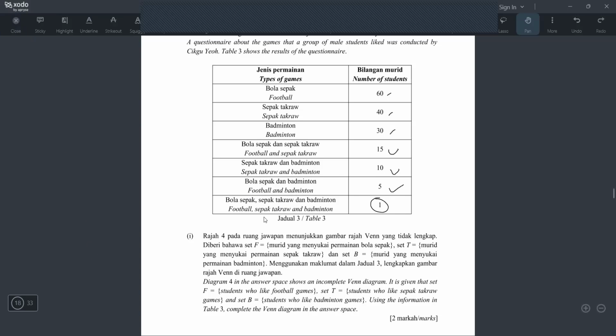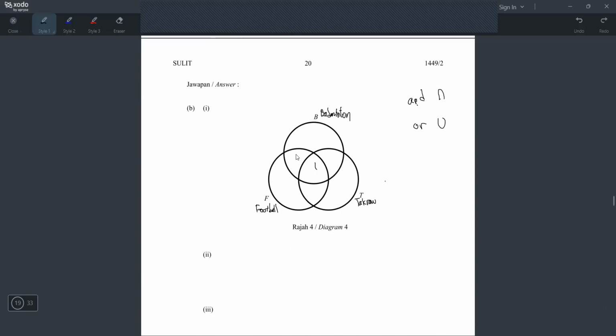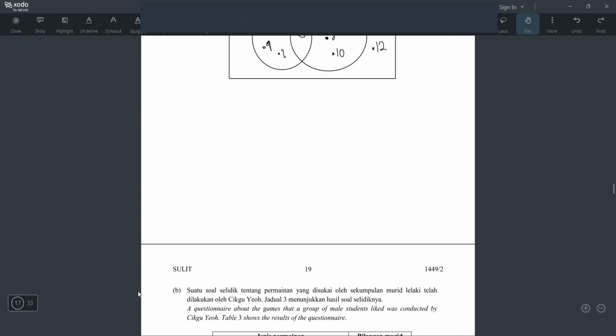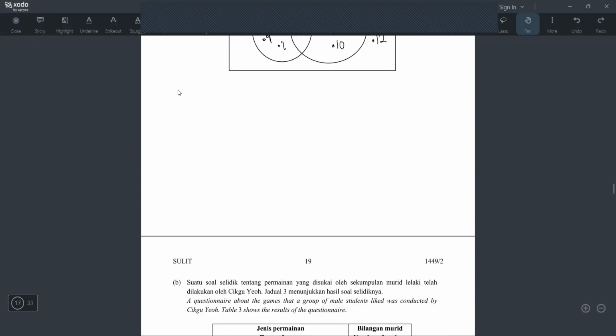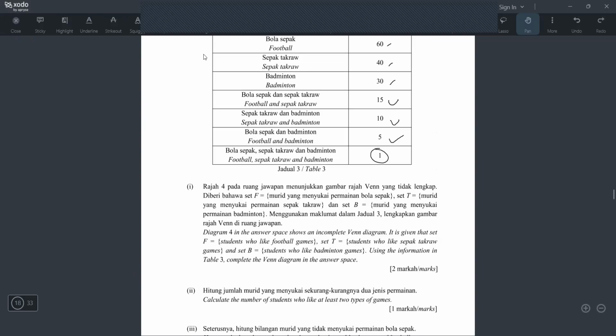Because we know football, sepak takraw, badminton, these are written in the brackets. Right? So this one can write 1. Okay? But this time don't have to put a dot. Then why just now I put a dot? Just now because that one is elements. So don't need to put a dot. This one is a number, number of elements. That's why you don't need to put a dot. If you put a dot, it becomes wrong already. Okay, now we can start to fill in the rest.